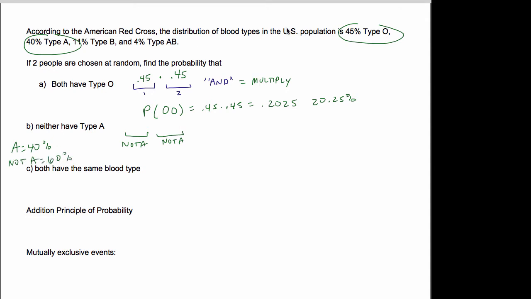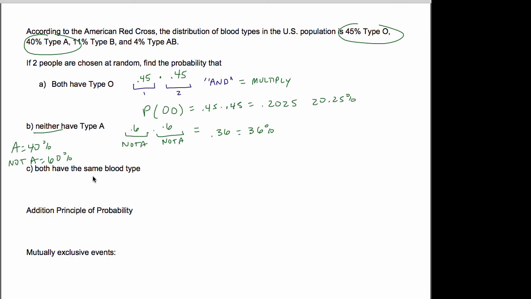So instead of trying to add up all these things and wondering, did we think of everything, just think of not A as everything that's not A. So it works. It's 60%. And because this is neither, we're saying both of them don't have type A. So this is another multiplication situation. We got 0.6 times 0.6, which is going to give us 0.36. So there's a 36% chance that neither have type A. Okay, take that for what you will.